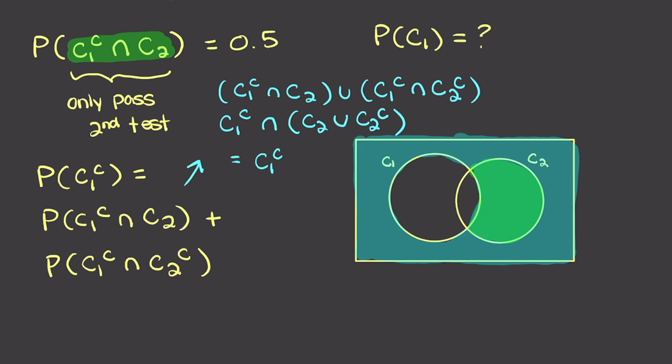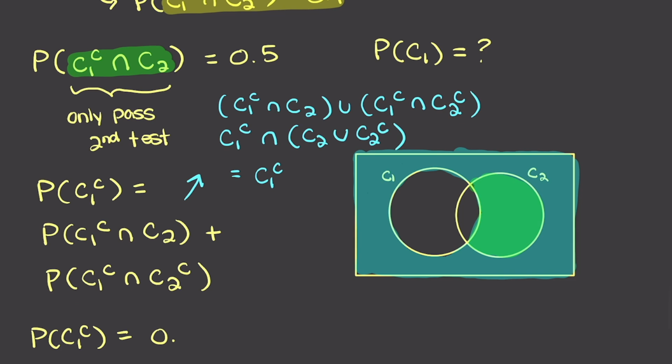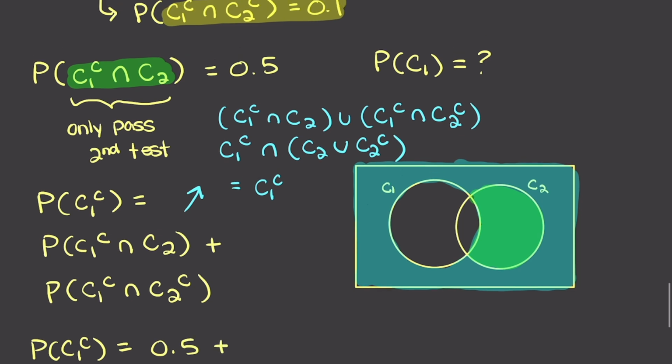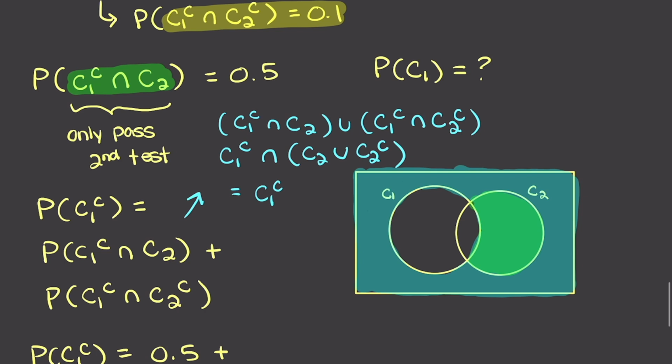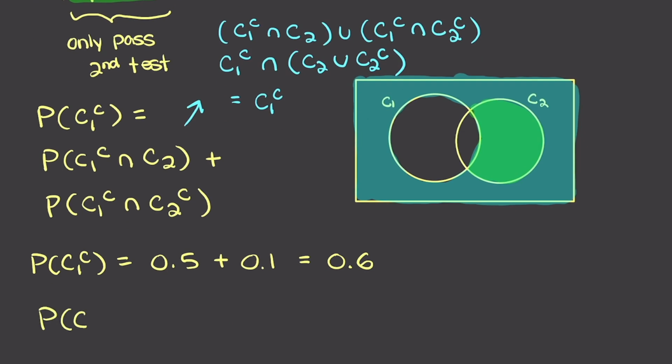So now we can put in the numbers, we can solve for this. The probability of C1 complement. So the first part here is 0.5. And we're adding to that, the other part is 0.1. So this is 0.6. But we're not done yet because the question was really asking for the probability of C1. But that's just 1 minus the probability of the complement. So 1 minus 0.6, which equals 0.4.